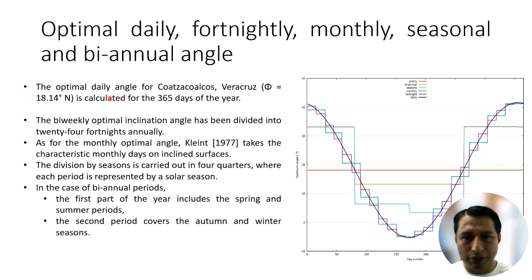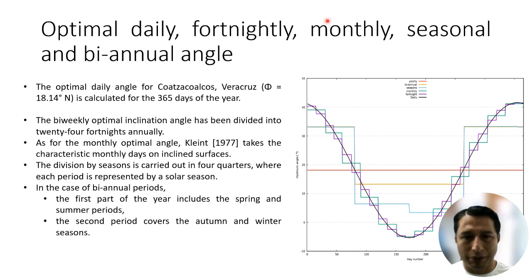Cruz Hidalgo gives the calculation to compute the optimal angle for each stage. Based on those optimal angles, we can get the optimal angles for different periods. The periods are weekly, monthly, seasonal, biannual, and annual. In the case of the weekly, the year is divided into 24 fortnights. For the monthly, Klein gives average days for each month, and these are the ones used to get the optimal angle. In the case of the seasonal, each one corresponds to each season of the year.